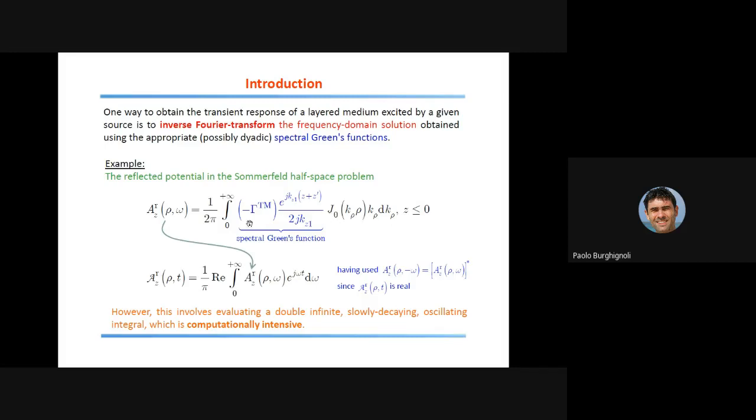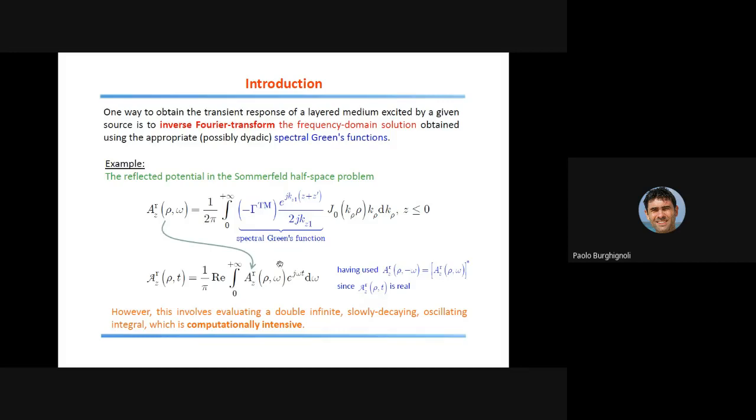So this kind of spectral integral gives us the solution for the reflected potential in the frequency domain. If you are interested in the time domain, then you should inverse Fourier transform these representations. So you end up evaluating a double integral. There is the spectral integral that gives you the solution in the frequency domain, and then there is the inverse Fourier transform that gives you the transient response.